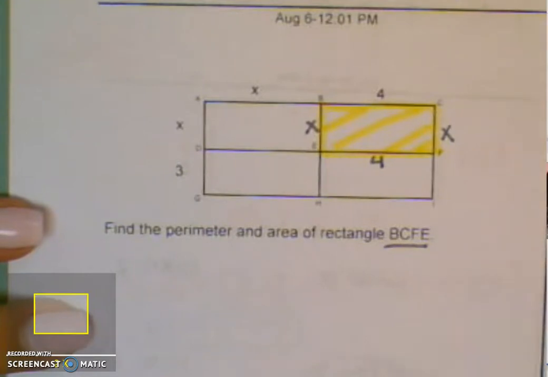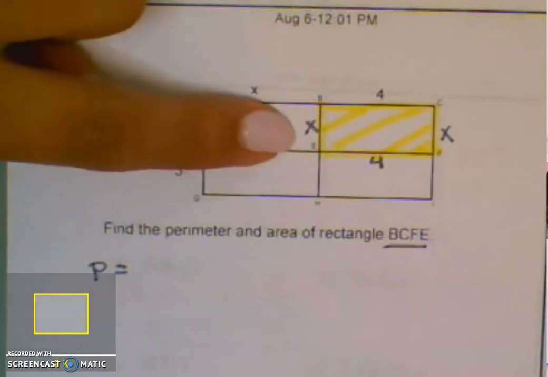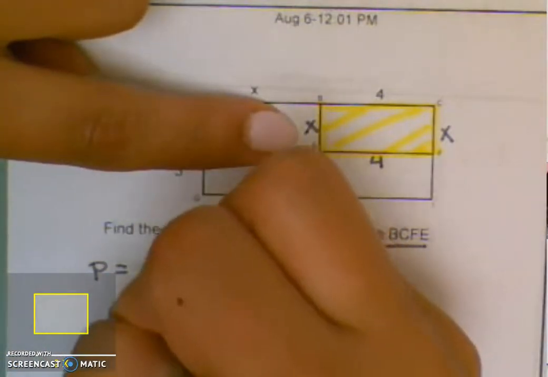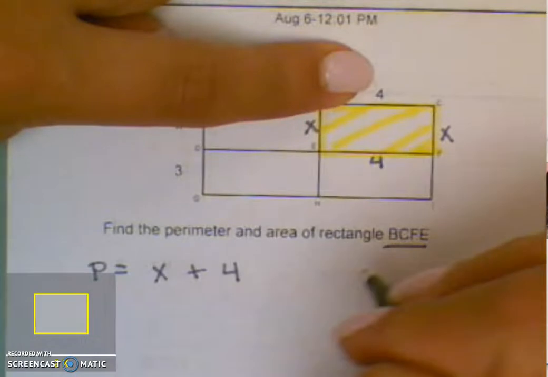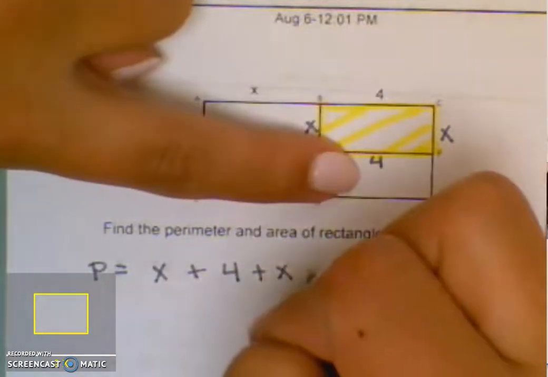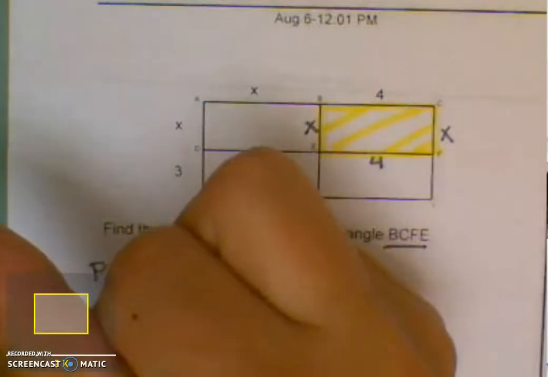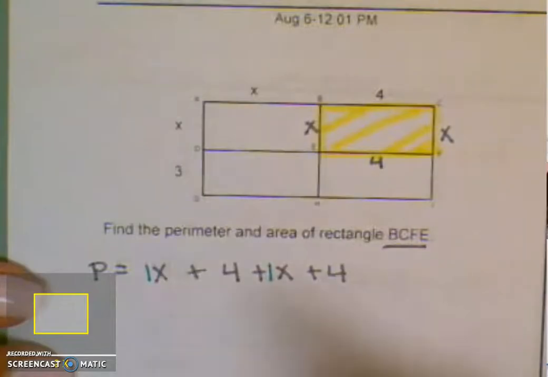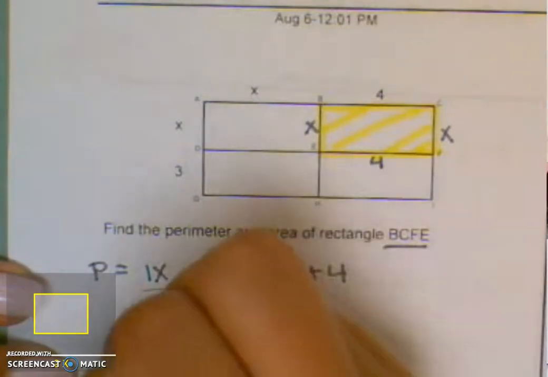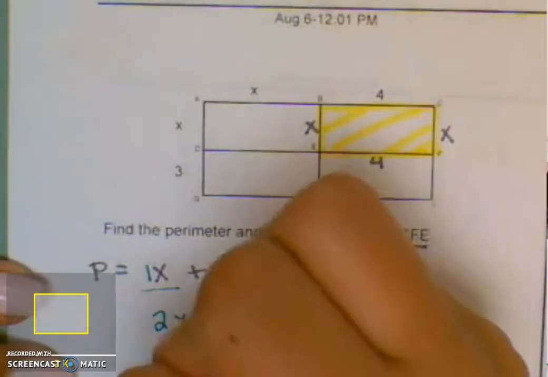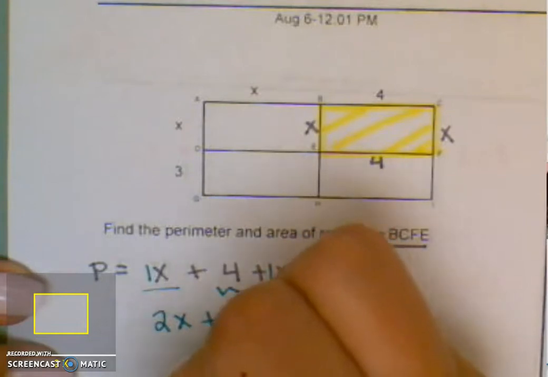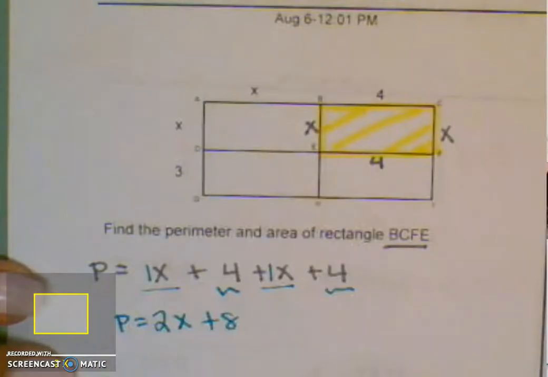So remember, to find the perimeter, you're adding up all the side lengths. So if I start here, we have x plus 4 plus another x plus another 4. And then you're adding like terms. So x and x both go together. Remember, those are 1x's. So 1x plus 1x is a 2x. 4 plus 4 makes an 8. So the perimeter is 2x plus 8.